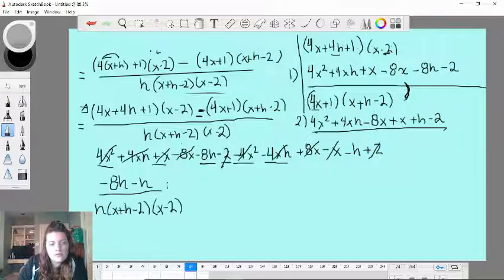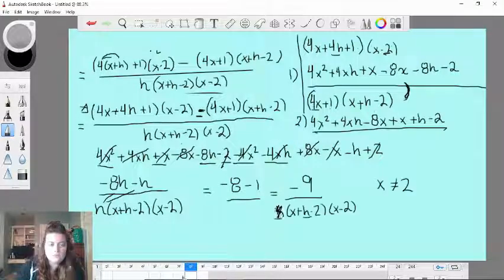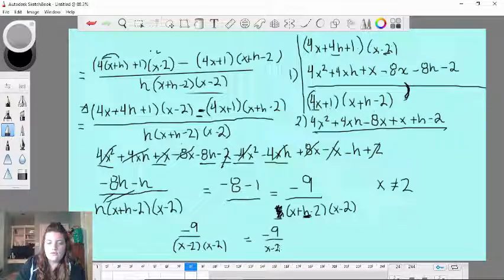all over h. So I'll have a negative 8h divided by h, which is negative 8. H divided by h is 1, so negative 8 minus 1, which equals negative 9. Okay, so 0 for all of our h's. It would just be this h right here. So you're left with negative 9 over x plus 0 minus 2, so x minus 2 times x minus 2, which is just x minus 2 squared. So negative 9 over x minus 2 squared, and our domain: x cannot equal 2.